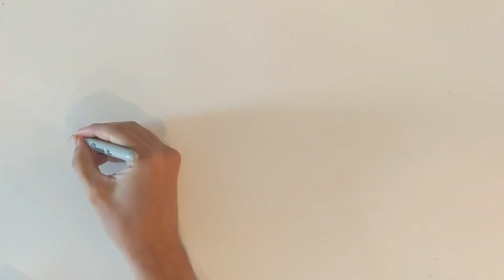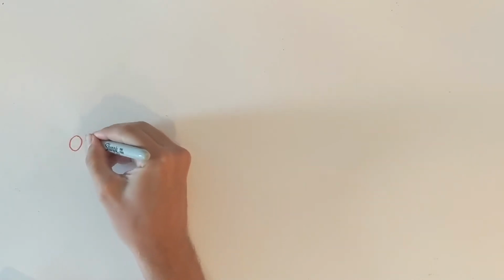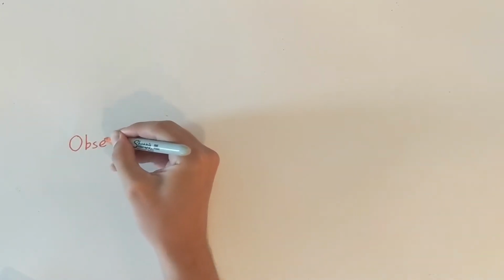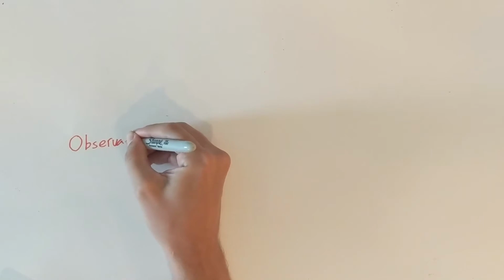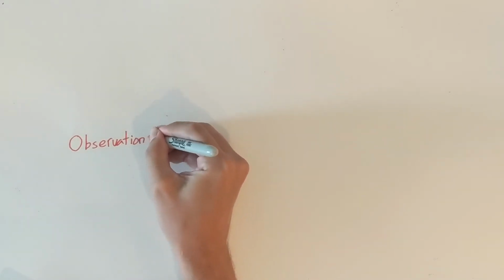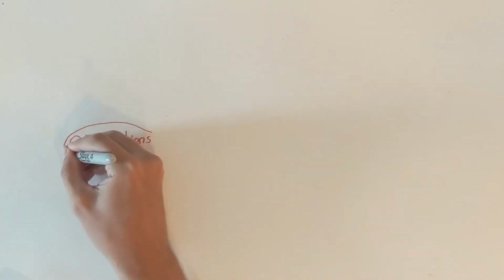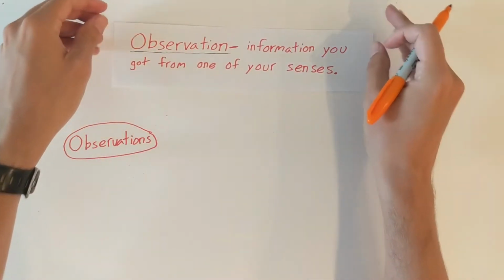So our scientific method starts with observations. As people, we are constantly making observations about our surroundings. Whether we know it or not, we're always seeing things, smelling things, tasting things. We're using our senses to observe the world around us. So here's the definition for observation.